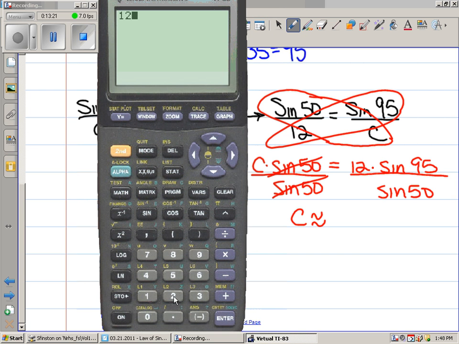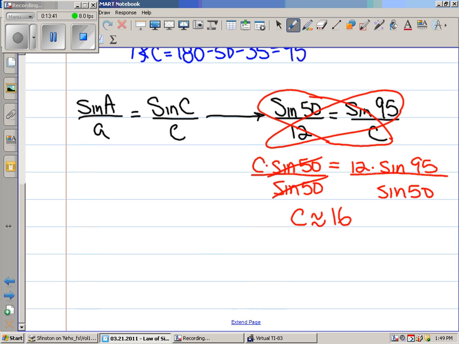Plug it in. 12 sine 95, hit enter, divided by the sine of 50, right? 15.6 to the nearest tenth, or what did I say? To the nearest integer. And so what does that mean? Whole number. Very good, because that's an integer. Integers are the whole numbers, positive and negative. That's it. Let's play again one more time, and then we're done.